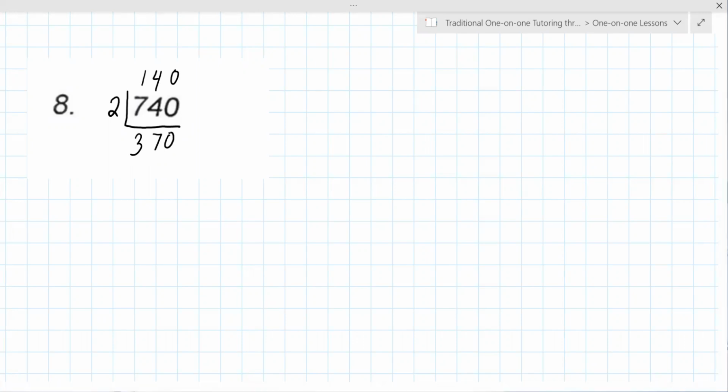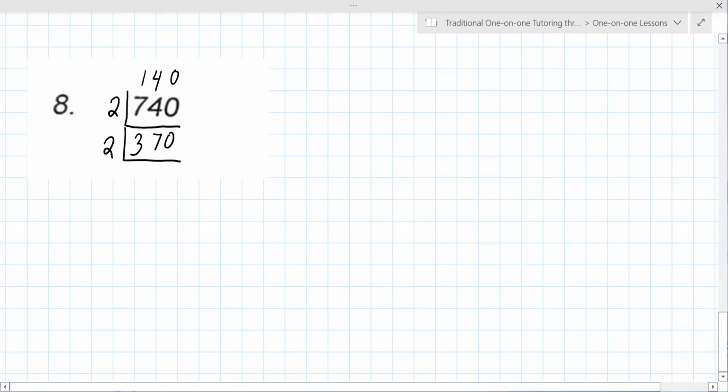If you don't like that, or if it's still unclear, you can always go over and do the long division. But you want to get comfortable cutting numbers in half. We can do some examples of that here at the end if we've got some time. All right. Okay, so 2 does work with 370.